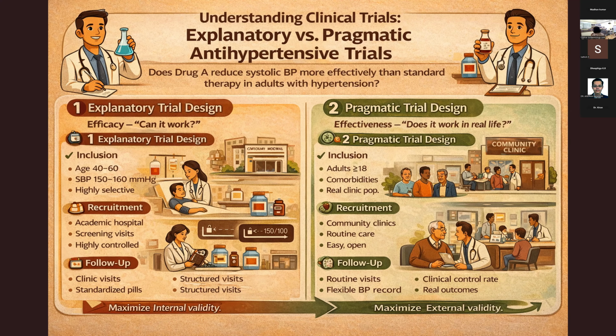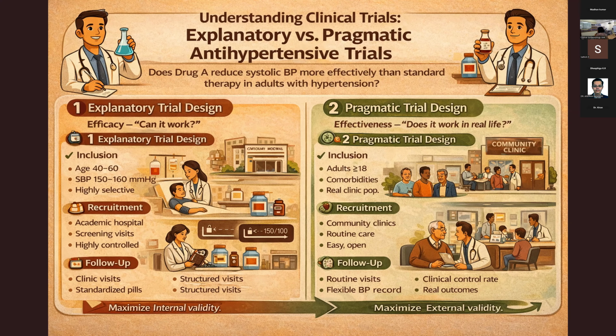Whereas when we look at the pragmatic design, this pragmatic structure will include as many eligible participants as possible. For example, they may not exclude vulnerable groups like pregnant women or adolescents. Patients with multimorbidities and with the chance of an adverse clinical outcome, all of them are included irrespective of what they are. And the recruitment mostly happens in their usual care setting. It may not be in a tertiary hospital or a teaching center where the studies are usually done. This will be in the community setting as such.